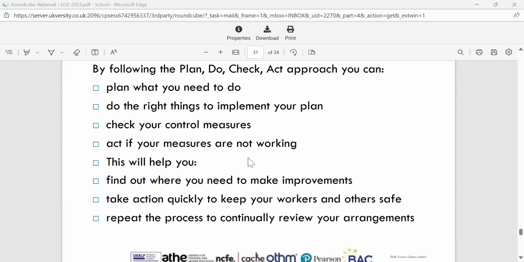You need to plan what you need to do, right? Then implement your plan, and check your control measures. If measures are not working, this will help find out if there are any improvements. They need to use a continuous improvement cycle, check the results, consult their employees and make sure they provide any sort of training.